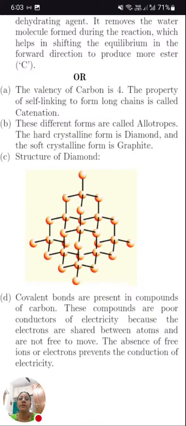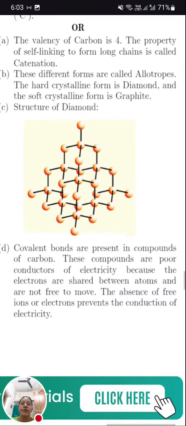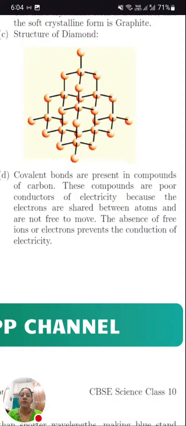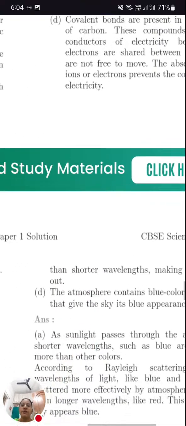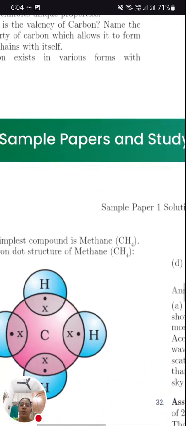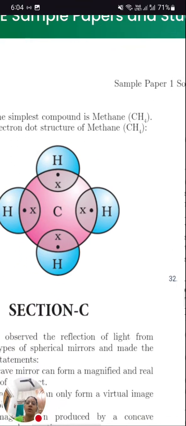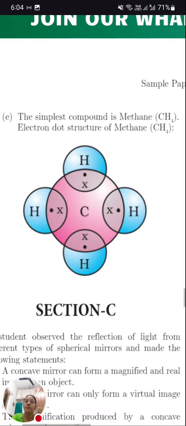The next one, why are covalent compounds poor conductors of electricity? Because they are formed by sharing of electrons. No free electrons are there to move. So in the absence of free electrons, they are bad conductors of electricity. So we completed the chemistry part now. This is the electron dot structure. Once again, in the next video I'll explain how to draw the electron dot structure.